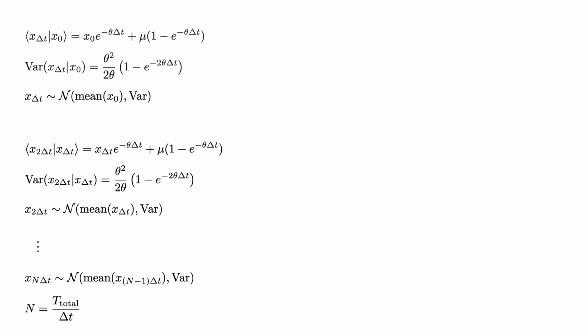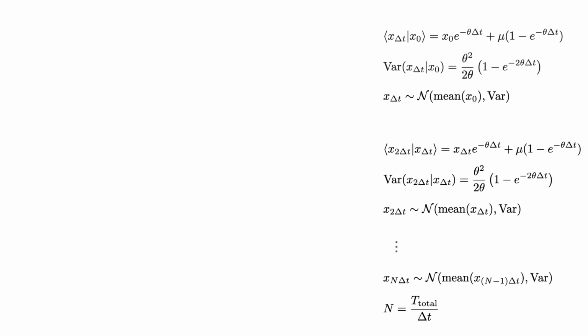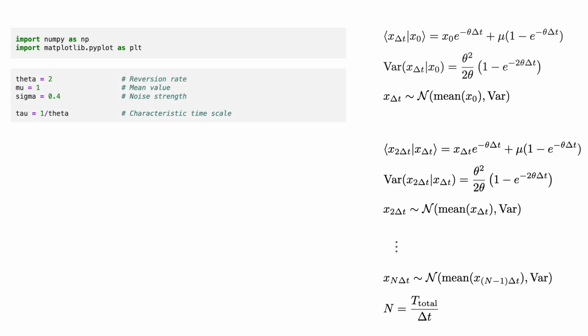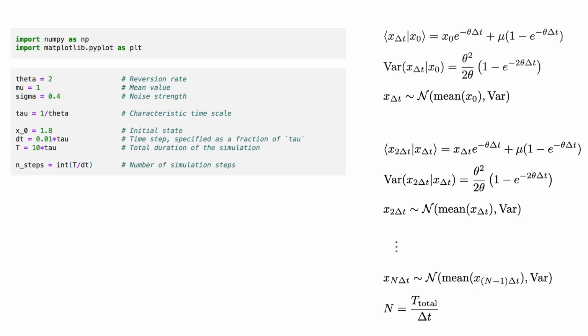Now let's go over the code that implements this in Python. First, we import the library NumPy to perform various mathematical operations and the pyplot module of matplotlib for making graphs. Next, we define the three parameters of the process and introduce tau as the characteristic timescale. We then specify the initial state x0, the time step delta t, and the total duration of the trajectory.